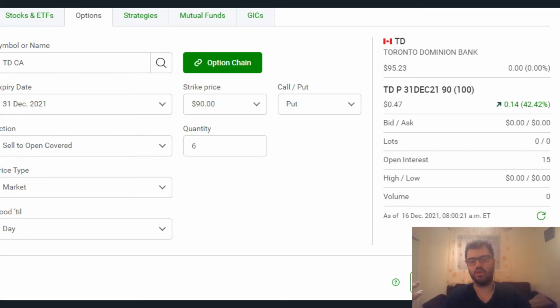I'm gonna have to buy 600 shares of TD. Okay, so this is something you wanted to do in the first place. Great. If not, then play with that quantity. The more quantity and the closer the strike price is to being in the money, the more premium you're going to receive.